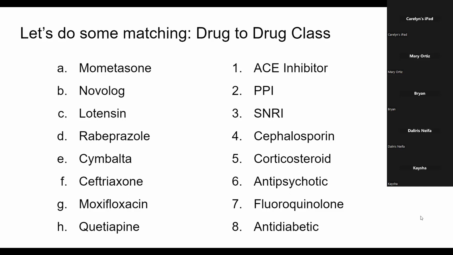All right. Do you guys have some answers for me? Not yet. C1? What do we think, guys? Yes? Yes, it is. C is 1. So Lotensin is an ACE inhibitor. Do you know the generic for that? Benazepril. Yeah, benazepril. Perfect.